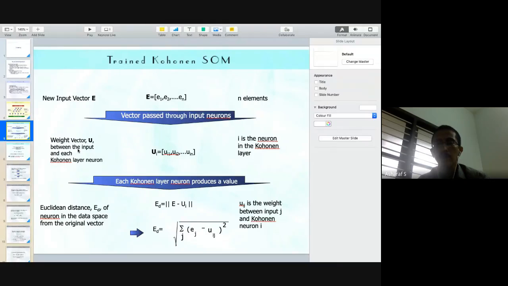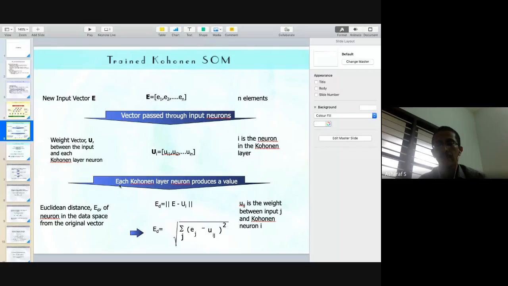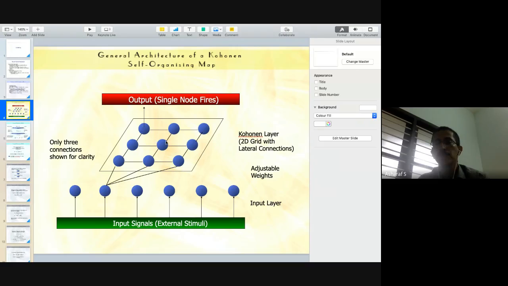Right? And how does this algorithm proceed? The vector is passed through the input neurons. So E vector is passed on, and every neuron in the Kohonen layer will have a weight vector with n components, which is U vector. Each Kohonen layer neuron will produce a value which is nothing but the Euclidean distance between the presented input and its weight vector. All right. So you get the Euclidean distance between the presented input and each of these neurons in the Kohonen layer.